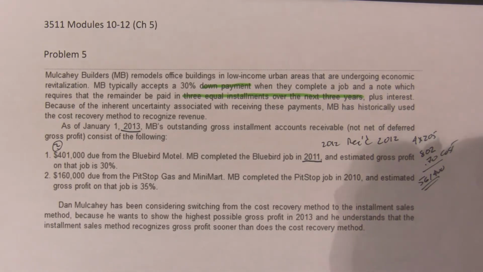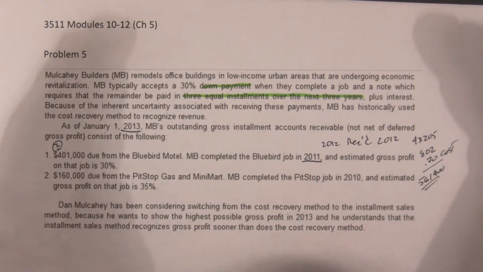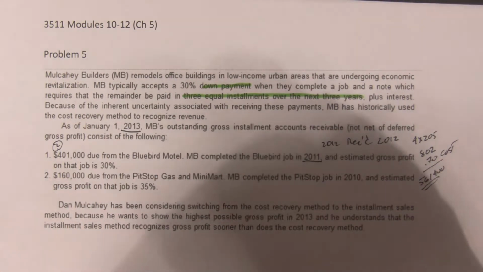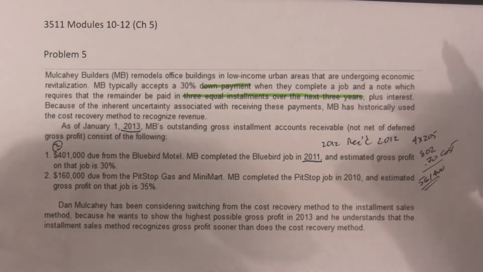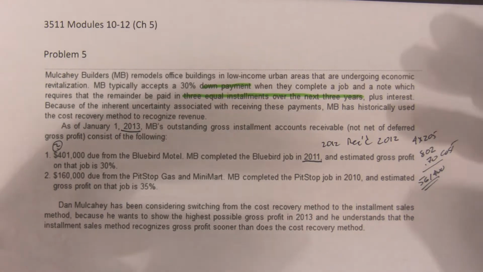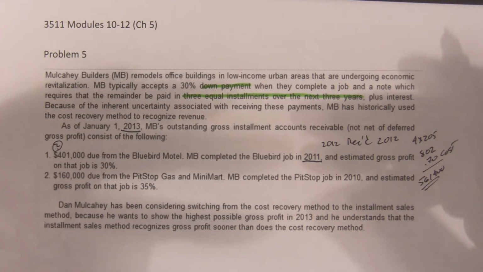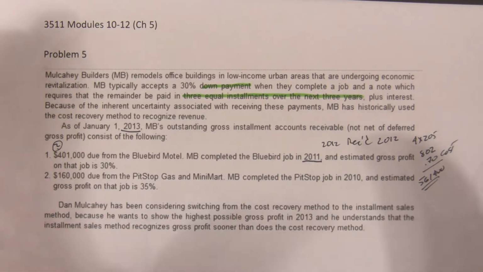Okay, so now let's take a look, and if there's 30% profit on each of the payments, because we're using the installment sales method, each installment has some profit and some cost recovery. They're thinking about switching to the cost recovery method, which means they don't recognize any revenue or any profit until all their costs are collected. So you have to get the pieces of this straight, okay?